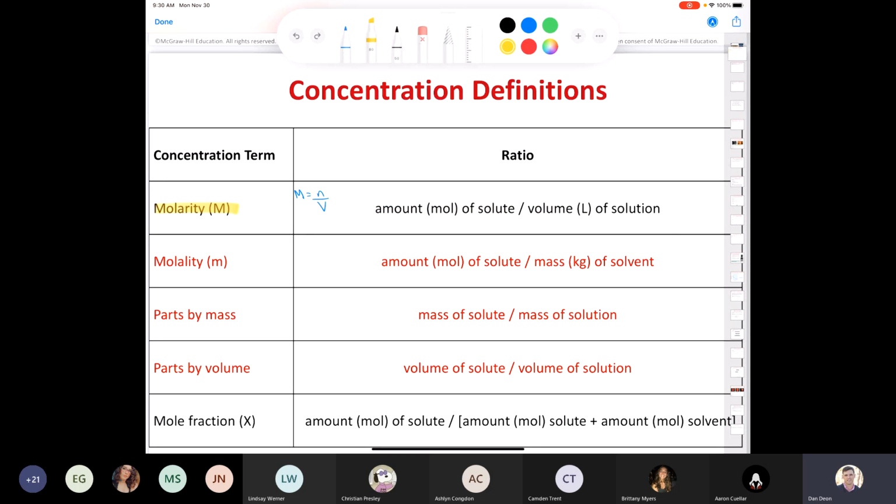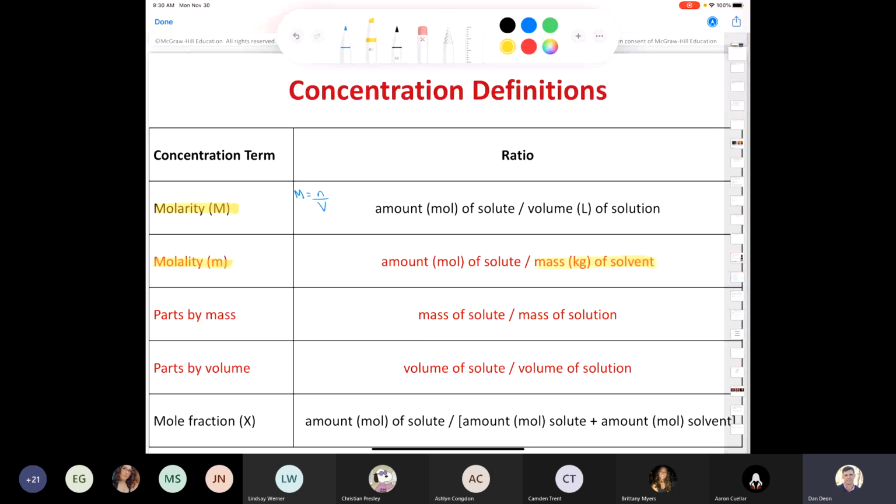Now, the next one is molality. And for molality, we use a little m. If you've never heard of molality before, you might think it's kind of a weird word. Well, it has the same numerator as molarity. However, the denominator is different. It's the number of moles of solute divided by the mass of the solvent in kilograms.